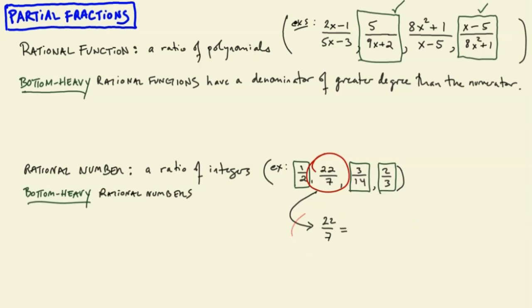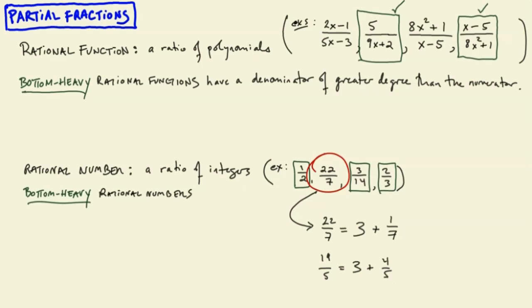So in this case, that would be, well, let's see, we just do the division. 7 goes into 22 3 times, but it leaves a remainder of 1. So we have 3 plus a 7th. Our top-heavy fraction becomes an integer plus a bottom-heavy fraction. And of course, we can do that with any fraction that is not bottom-heavy. 19/5, a top-heavy fraction, is going to turn out to be 3 plus 4/5. We took our top-heavy fraction and wrote it as the sum of an integer and a bottom-heavy fraction.